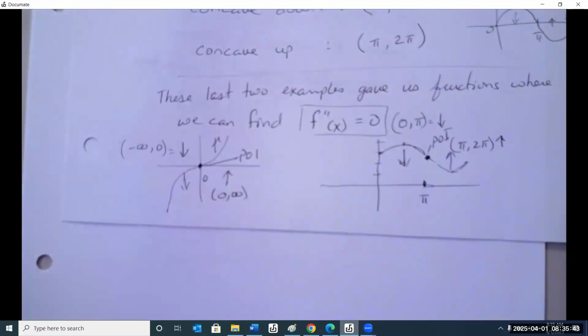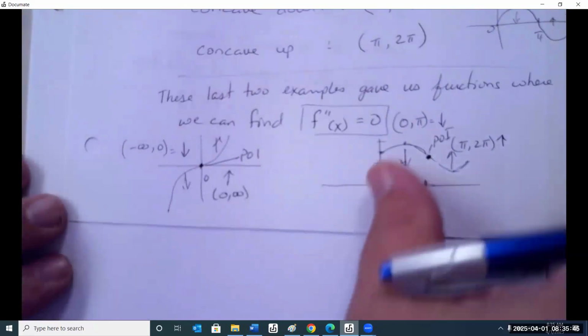Similar to what we did in the first derivative test. If it's a maximum, it goes positive, positive, positive, then 0, then negative. If it's a minimum, then it goes negative, negative, negative, 0, then positive.